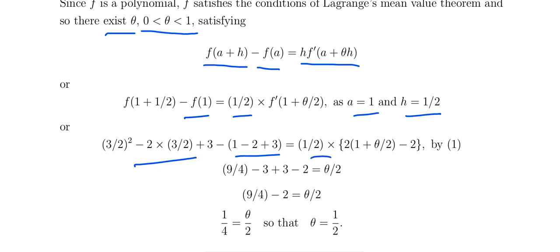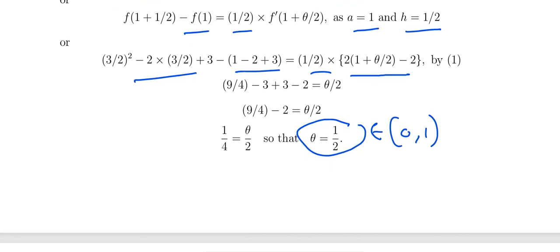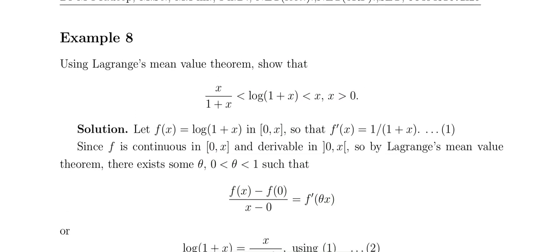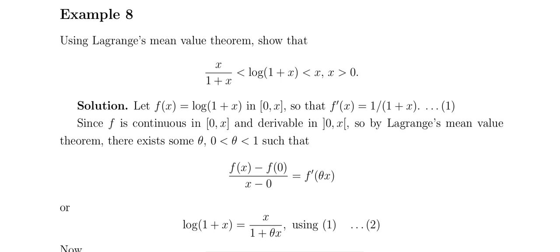So 1 by 2 into f dash of 1 plus theta by 2. We will find the derivative for that polynomial function. So then when you simplify it, theta equal to 1 by 2 comes. That is perfectly correct because it belongs to 0 to 1. This may be new for you. Finding theta like this is a special case of using the Lagrange mean value theorem.